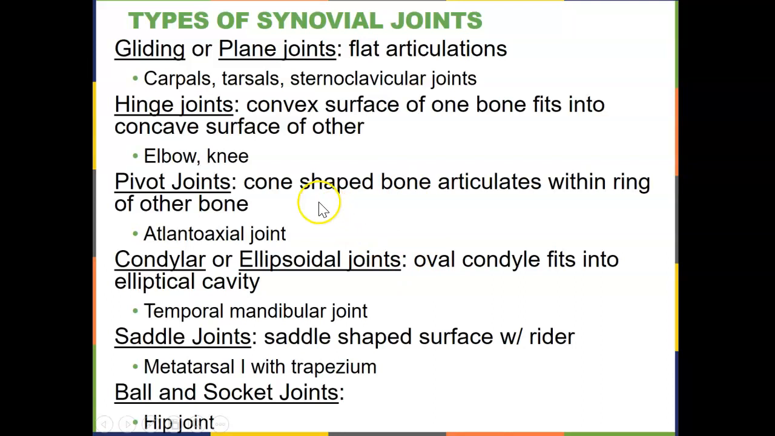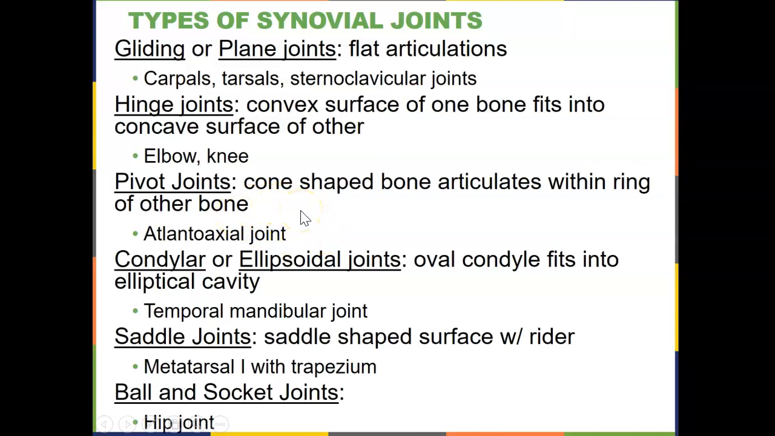We have pivot joints where you have cone-shaped bones articulating with another, they say within a ring of another bone. These pivot joints are, again, not like a ball and socket joint. You'll see one of those in a little bit.